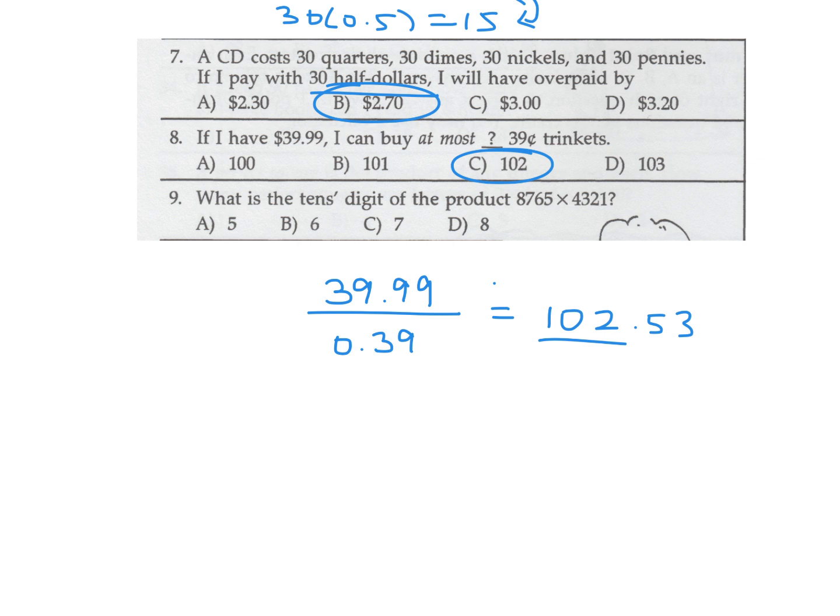What is the tens digit of the product 8765 times 4321? And when you do that, you get 37,873,565, and the tens digit is this guy, the 6, so that would be B.